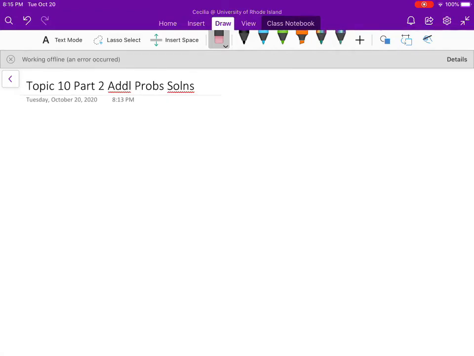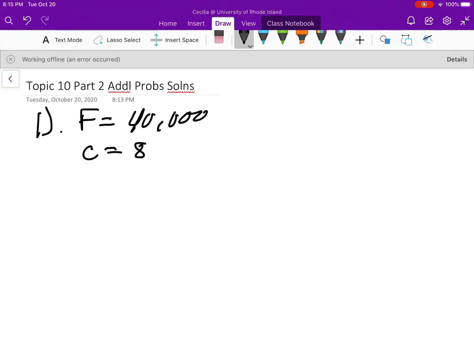So this is part 2 of topic 10, where we're going to start looking at word problems. The first problem tells us that we have a fixed cost of $40,000 and a production cost of $8 for each unit produced. So we call this little c, and this is given a value of 8. This is part of the variable cost. Then we have the product sells for $12. So this is the selling price, and it is 12.